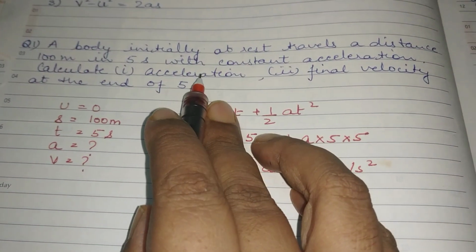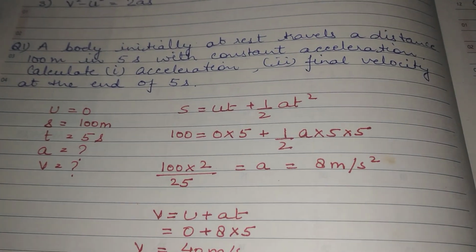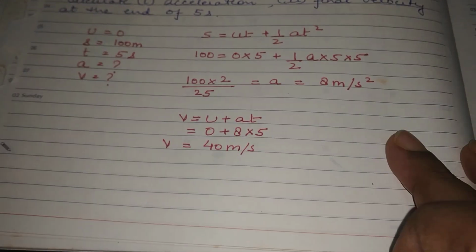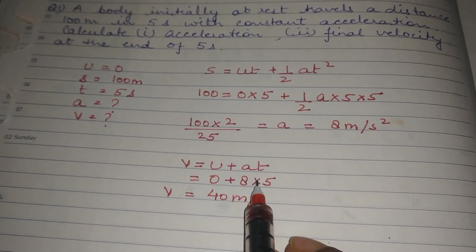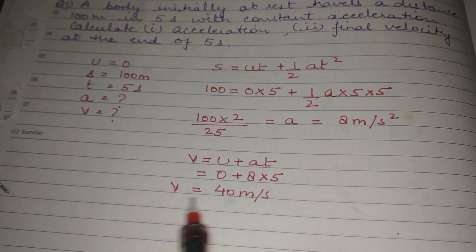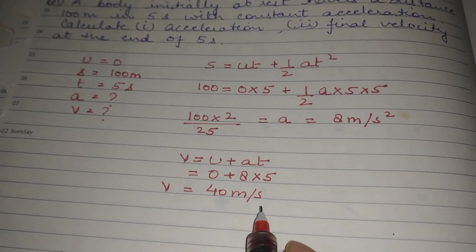So that was the first part of the question. Now comes the second part, where you have to find final velocity. So here we will be using the first equation of motion, and on putting the values we get final velocity as 40 meters per second.